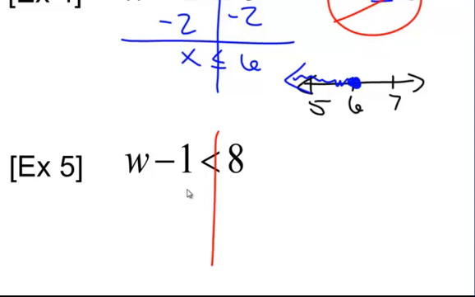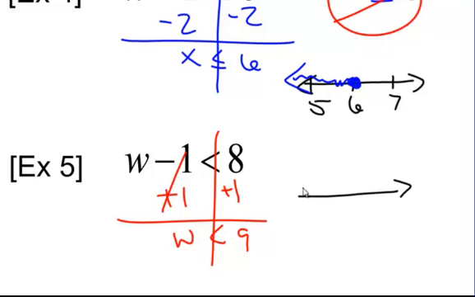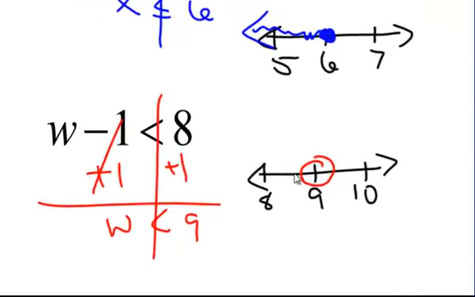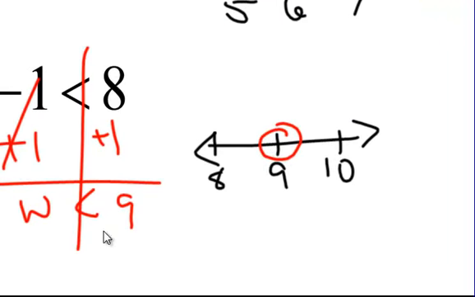So, line there, plus 1, plus 1. Those cancel. w is less than 9. So, on a number line, we have 9, we have 10, and we have 8. So, I'm going to have an open circle on 9 because w cannot be 9. It's less than 9. 9 is not less than 9. 8 is less than 9, so I know I have to put the arrow that way.